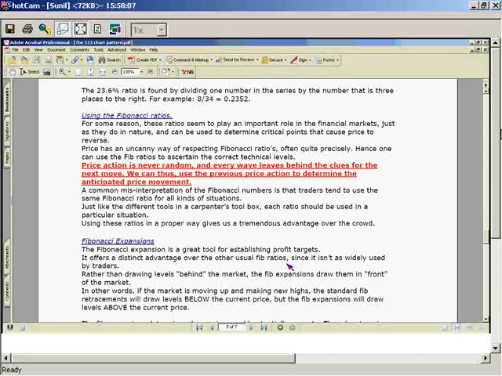Now, there are different Fib ratios, like retracements, projections, fans. Each and every ratio has to be used in a different way, in a different situation. Using the ratios in a proper way will give you an excellent advantage. Let's concentrate only on the expansions, because for a 1, 2, 3 formation, expansions work the best. Now this is a great tool for establishing profit targets.